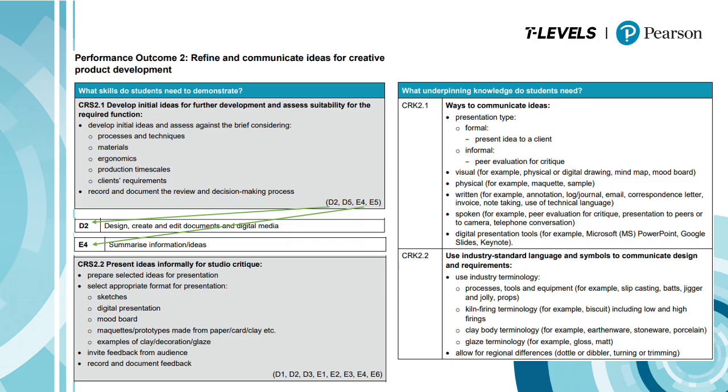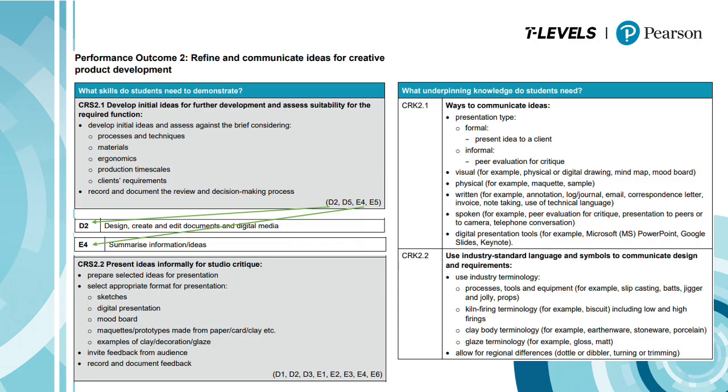The CR is ceramics and the S denotes skill as opposed to knowledge, which is represented by a K. Within each performance outcome there are several skills listed. On screen you can see the first 2 out of 5 for performance outcome 2. In the lower right hand corner of each skill statement, note the references in brackets. For example, you can see D2, D5, E4 and E5 in relation to skill statement 2.1.